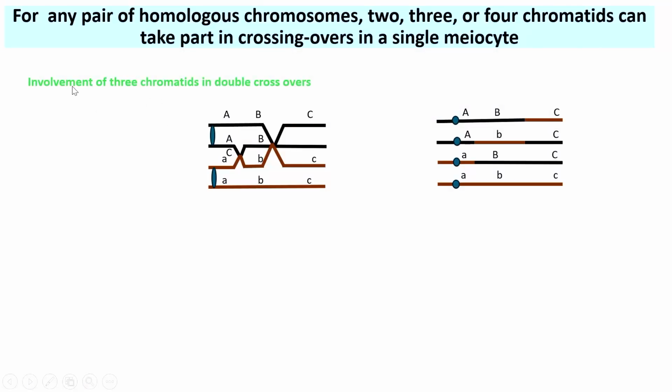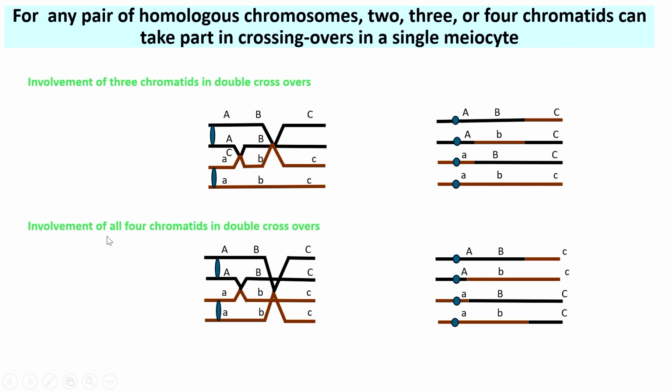So, remember that. This is a drawing where I am showing you the involvement of 3 chromatids. You see this first chromatid is getting exchanged with this sister chromatid. Another sister chromatid of this chromosome is also getting exchanged with the same sister chromatid. So, in total there are 3 sister chromatids that are involved. In that case, what are you getting? You are getting 3 recombinants and 1 parental type combination.